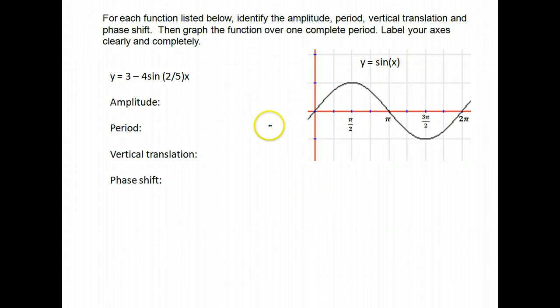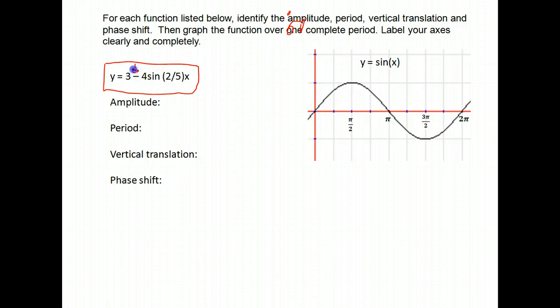All right, now let's take a look at another sine example, and I put my example of sine up here because this is going to be a really long one. It's going to be very stretched out. So let's start. Here is our function. Let's start by identifying what we have.